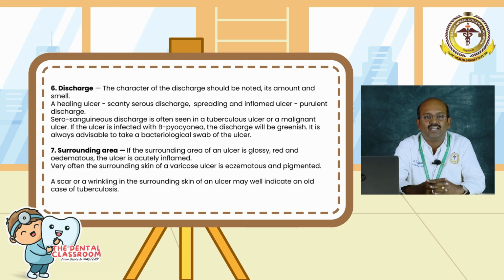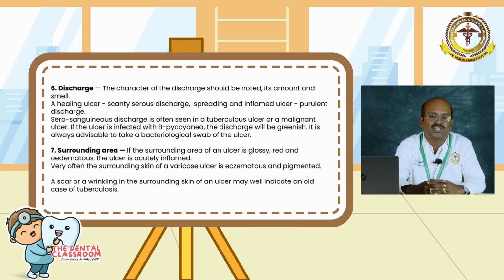Then the discharge. A healing ulcer will have a very scanty discharge, whereas in case of an inflamed ulcer, we have a purulent discharge. A serosanguinous discharge can be seen in case of a tuberculous ulcer. Sometimes, very rarely, we get to see a greenish discharge due to bacterial pyocyanin. It is best to take a swab and do a swab culture test to see what bacteria we are getting.